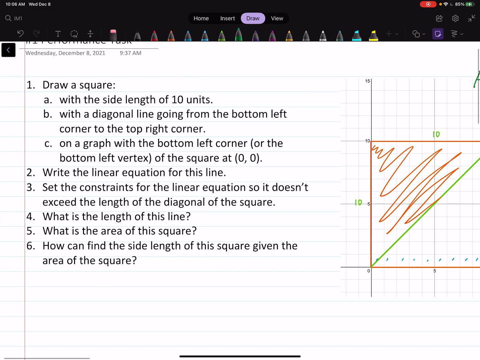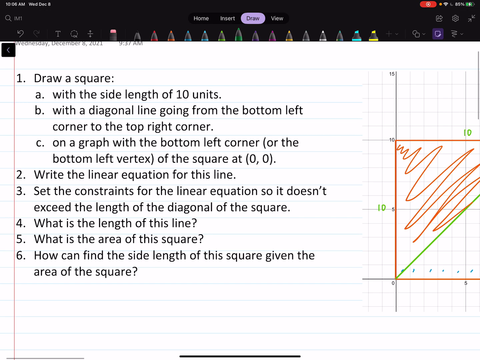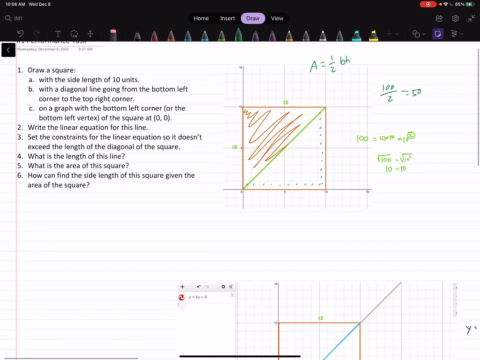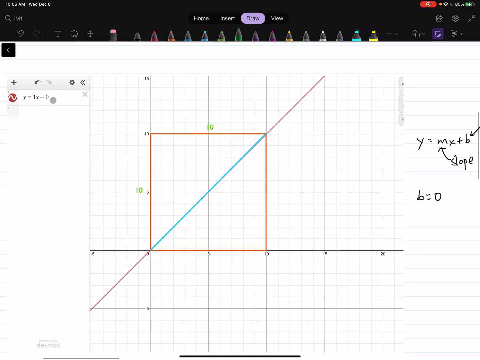Anyways, that is the end of the performance task. The reason why I did this is because I want you guys to see how everything that we've learned all throughout the semester is connected. There's not a single thing that isn't connected to one another. If we go back, this square is connected to the linear equation because the diagonal can be represented by a linear equation.